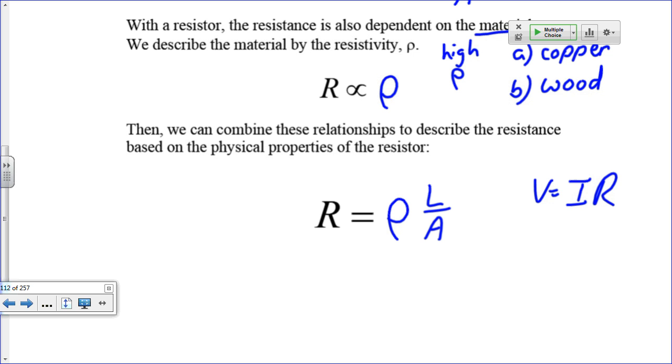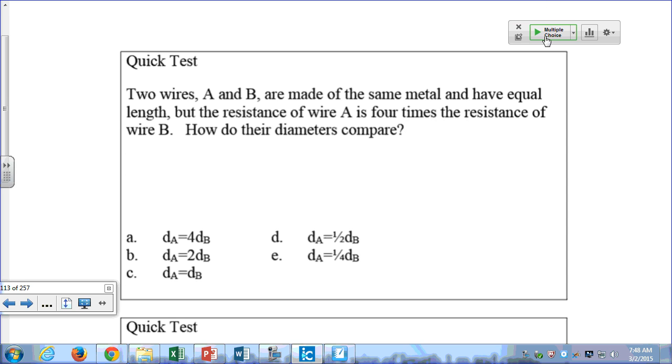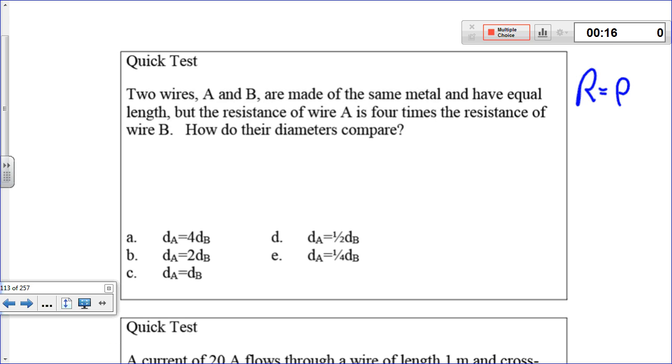Let's work a couple problems. We'll see some more of these in just a bit. Let's say that two wires, A and B, are made of the same metal and have equal length, but the resistance of wire A is 4 times the resistance of wire B. How do their diameters compare? Let me remind you, resistance is rho L over A. And so resistance is rho L over pi d squared. It's actually pi r squared, but I'm just going to call it pi d squared to make it simpler.